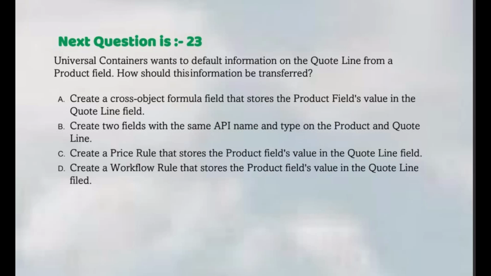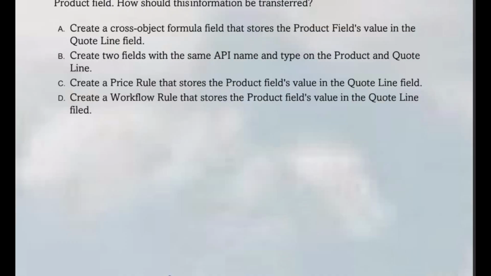Option C. Create a price rule that stores the product field's value in the quote line field. Option D. Create a workflow rule that stores the product field's value in the quote line field. Correct answer is option B.